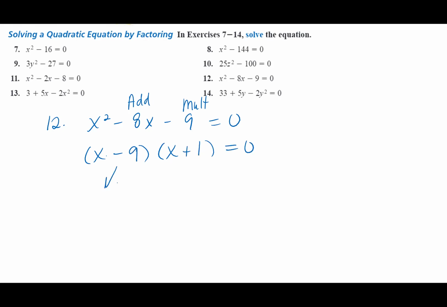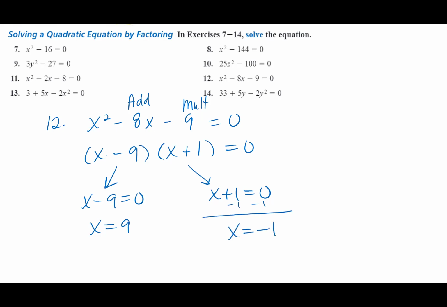If the x minus 9 value equaled 0, do you see that x would have to equal positive 9? If we add 9 to both sides. If x plus 1 equals 0, we'd subtract 1 from both sides and x would equal negative 1. So in this original equation, if you let x equal 9 or negative 1, either one of those, when you plug it in, the expression will have a value of 0.